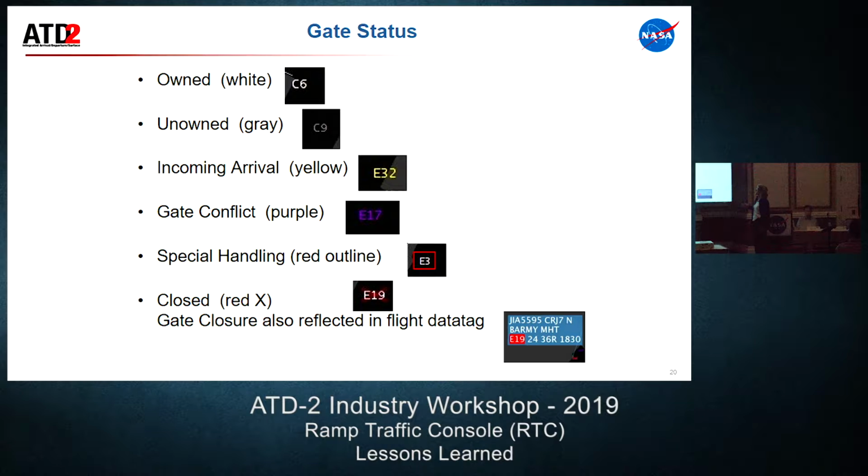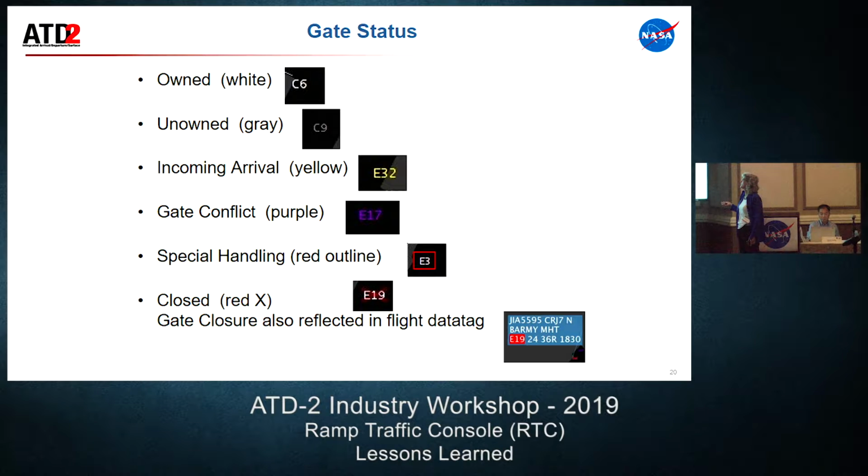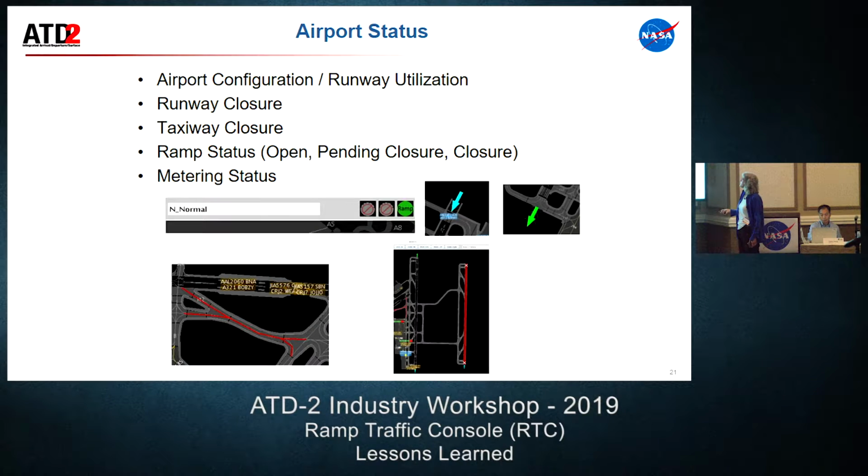Another feature of our map is that the gate numbers themselves can be color-coded to communicate gate status: owned, incoming arrival, if it's got a gate conflict, if it requires special handling, or if the gate is closed.